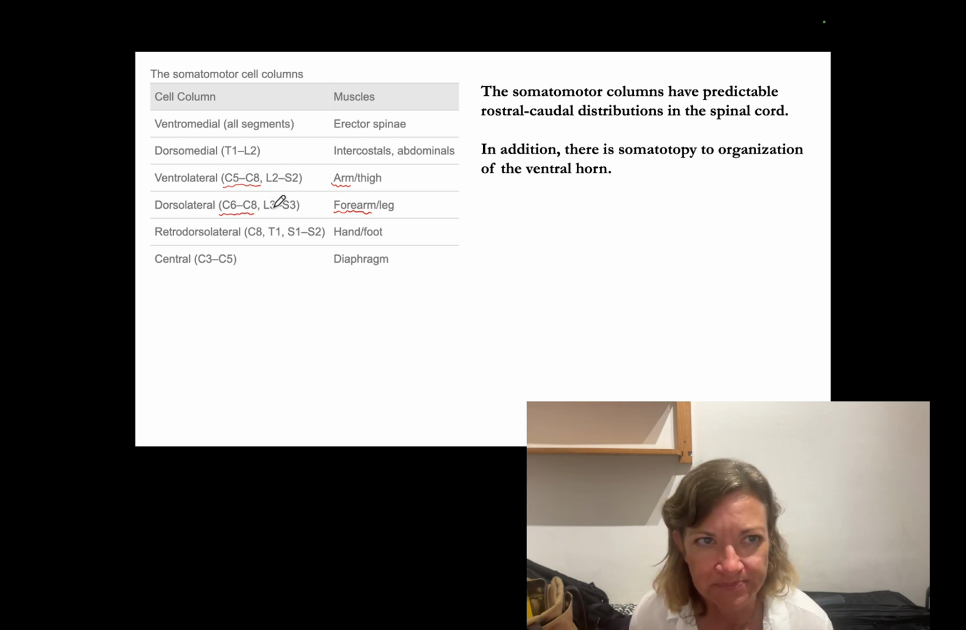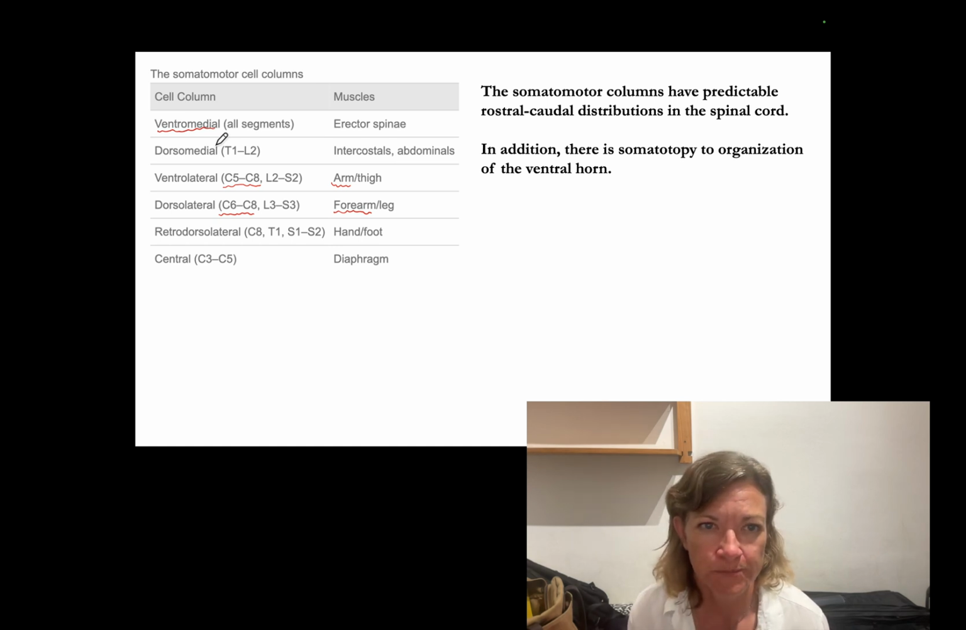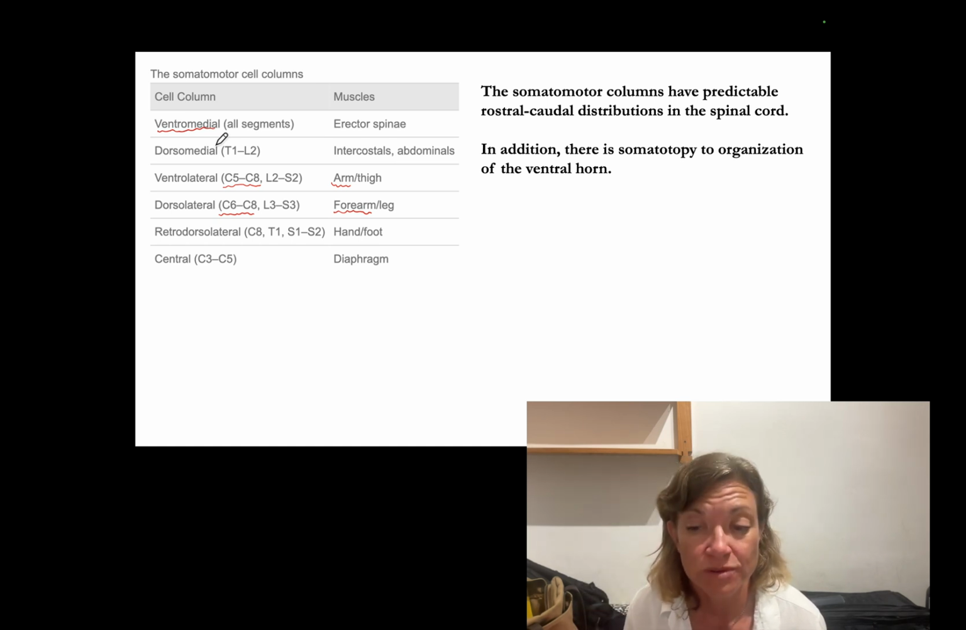that cell column. The erector spinae, conversely, is innervated by neurons in this named ventromedial cell column that are present in all segments of the spinal cord. So in addition to certain cell columns being present only rostrally or caudally at specific distributions or territories, there's some mediolateral somatotopy to organization of the ventral horn.